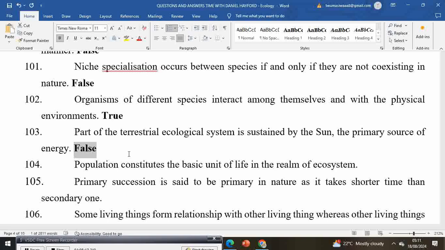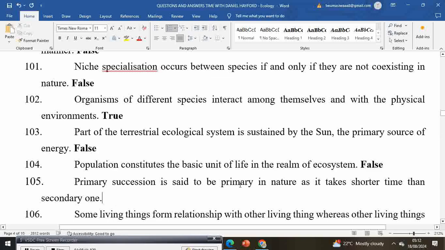Now, 104. Population constitutes the basic unit of life in the realm of ecosystem. This one is also false. So what is the basic unit of ecology? Leave your answer as a comment. And what is the basic unit of life? You should be able to say it is the cell. The cell.